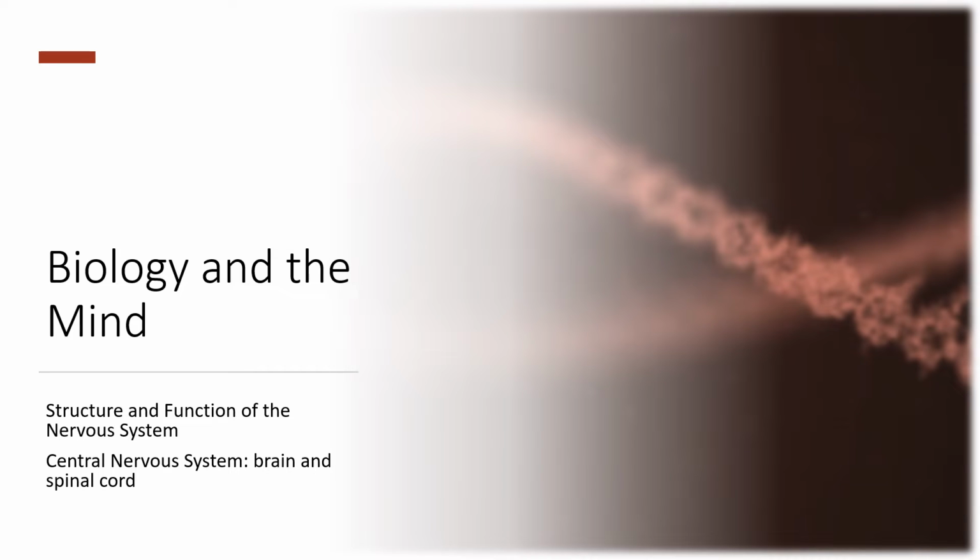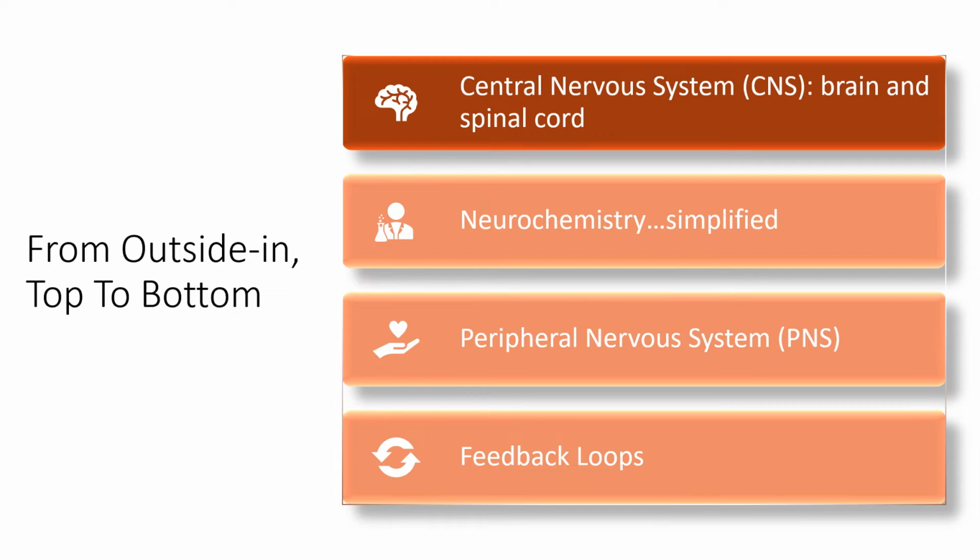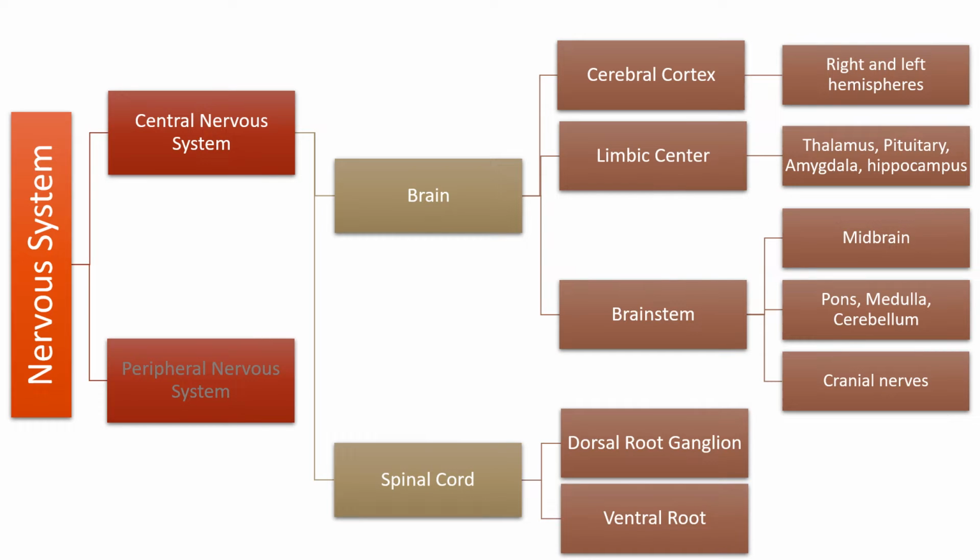Biology in the mind: structure and function of the nervous system, primarily focused on the central nervous system, brain, and spinal cord. We'll start with a sort of outside-in, top-to-bottom look, again beginning with the brain and the spinal cord. Just a bit of a flow chart of where we are going and ideally where we'll end up.